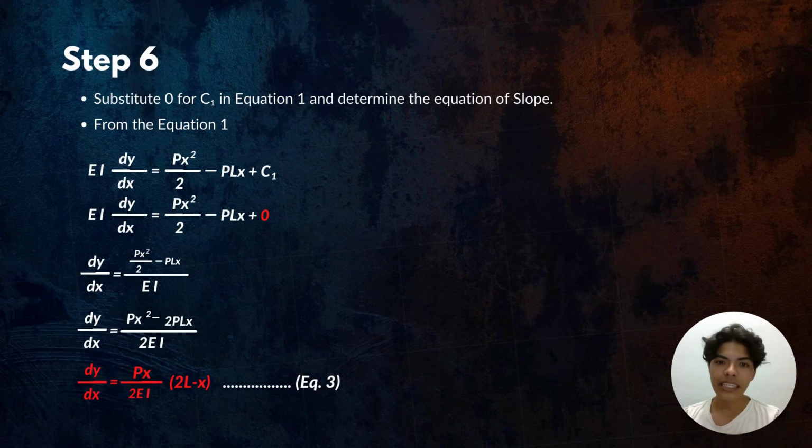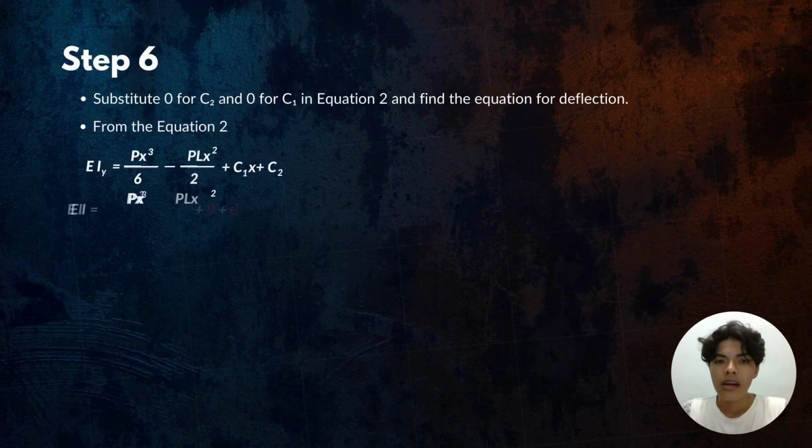So the sixth step is we're going to substitute 0 for C1 in equation 1 and determine the equation of the slope. So from equation 1, we have EI, then the first derivative of y with respect to x is equal to Px squared over 2 minus PLx plus C1. So we're going to substitute 0 for C1, then isolate dy over dx, and the equation will become dy over dx is equal to Px over 2EI times the quantity of 2L minus x. So this equation will be our equation 3.